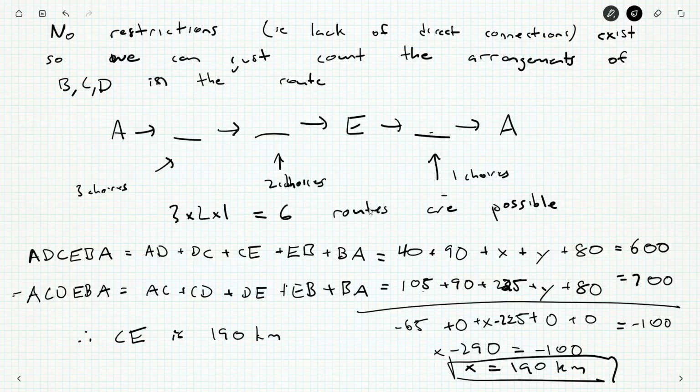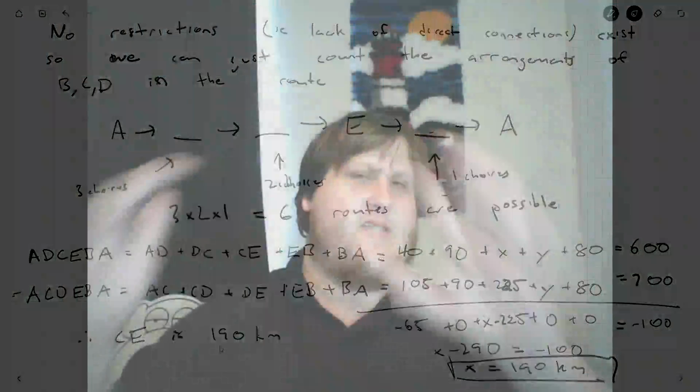So the distance from C to E is 190 kilometers, and we could put a nice little bow on that by putting a therefore statement. Therefore the distance, like a full sentence. Therefore the distance from city E to city C is 190 kilometers.